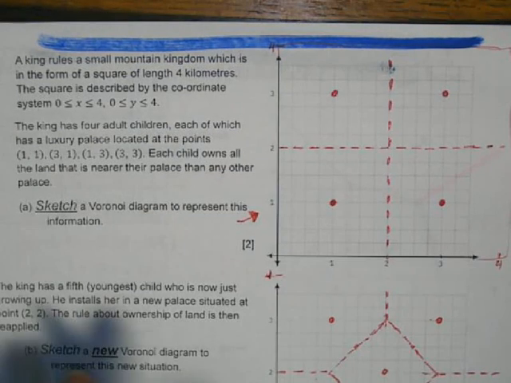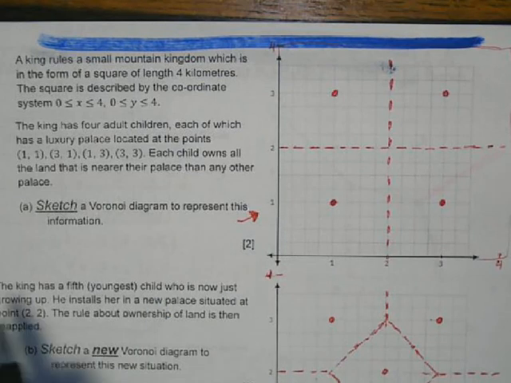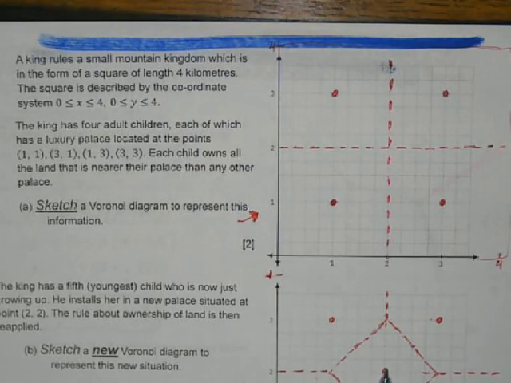Okay, the king now has a 5th child. That child is going to grow up and needs a palace, so we're going to put the palace for that child at (2, 2). And so now we need to sketch the new Voronoi diagram.